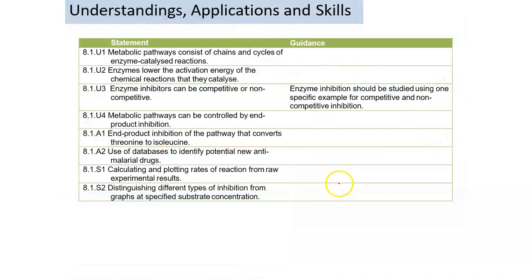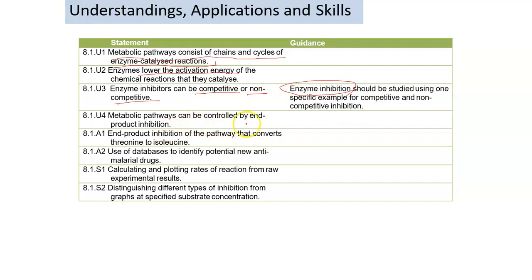So what we are going to understand, and the applications and skills: we will learn about metabolic pathways, which consist of chains and cycles of enzyme catalyzed reactions. And then enzymes lower the activation energy, which is the function of the enzyme, by lowering the activation energy of the chemical reactions that they catalyze. Enzyme inhibitors can be competitive or non-competitive. This is also something that we discuss, and the inhibition process.